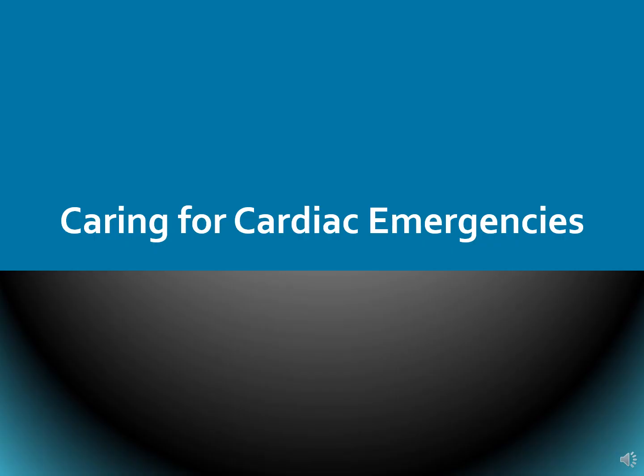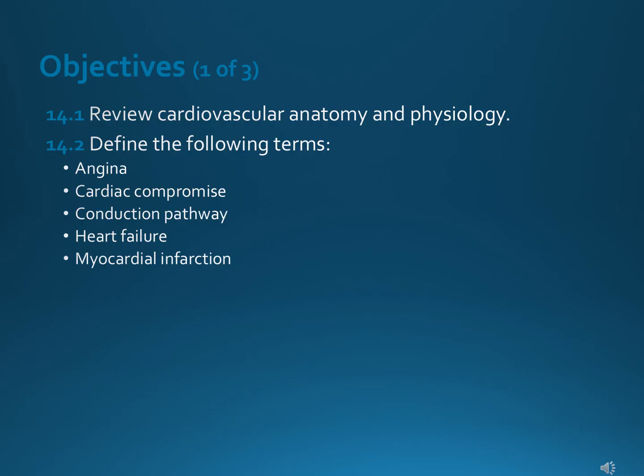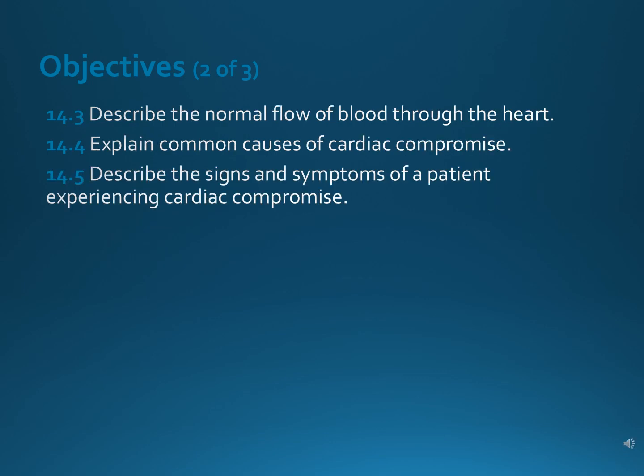Caring for cardiac emergencies. Review cardiovascular anatomy and physiology. Define the following terms: angina, cardiac compromise, conduction pathway, heart failure, and myocardial infarction. Describe the normal flow of blood through the heart, explain common causes of cardiac compromise, and describe the signals and symptoms of a patient experiencing cardiac compromise.